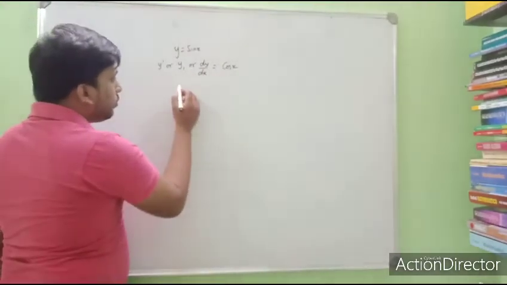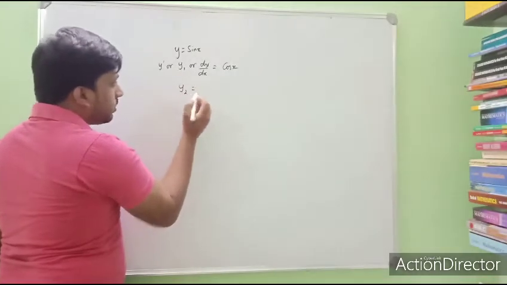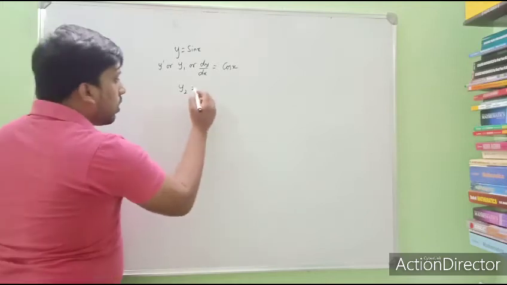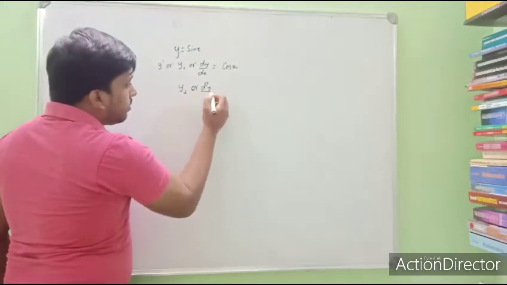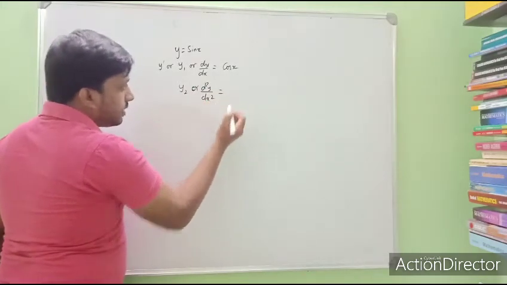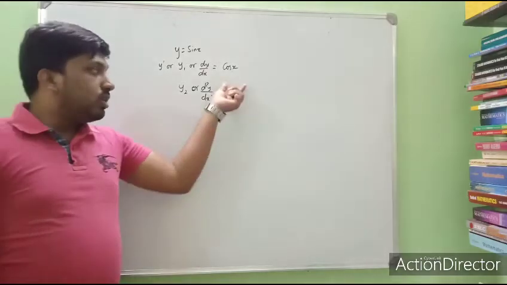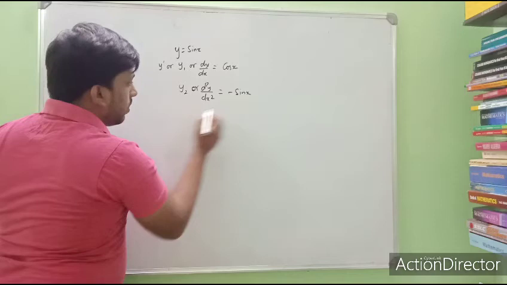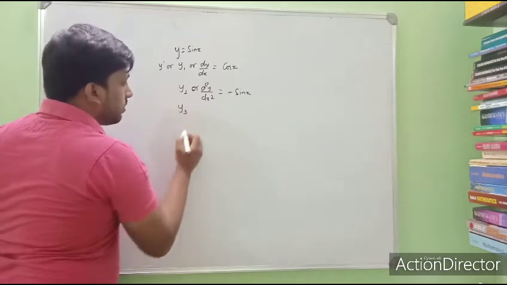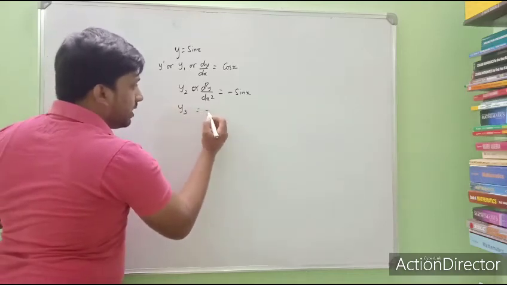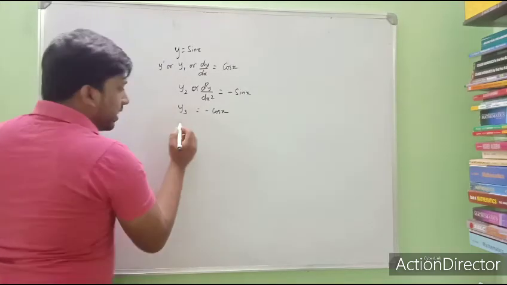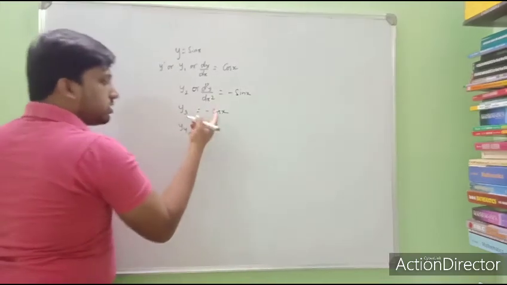Now I'm going to go for the second derivative. Directly I'm going to write. You can write anything like y2 or d square y by dx square. But what is the derivative of cos x? It is minus sin x. Okay. I'm going to the third derivative. But minus, what is the derivative of sin x? It is cos x. Again, the fourth derivative. Again I am differentiating it.